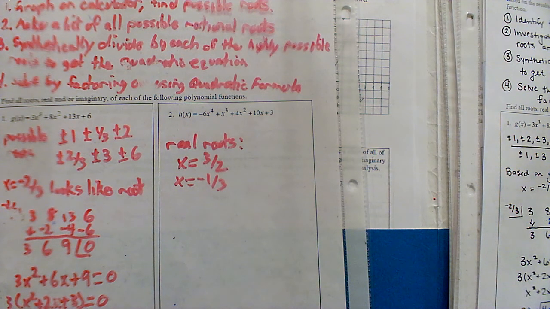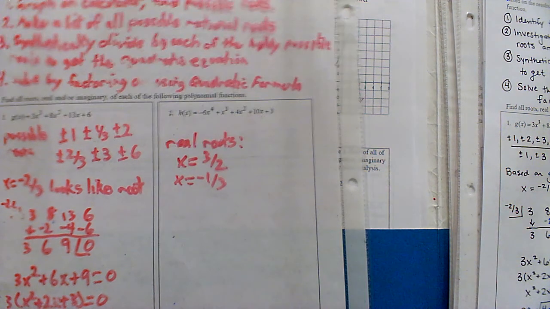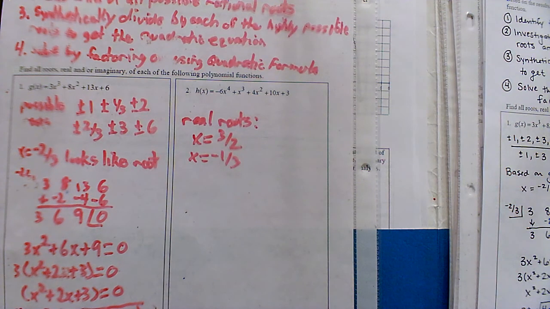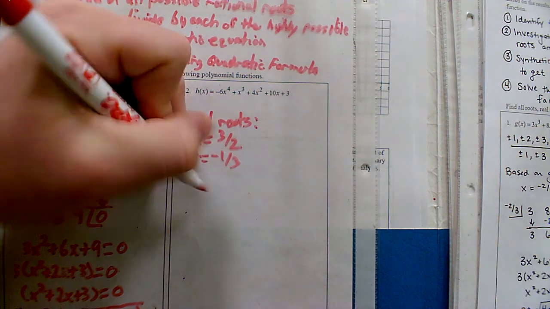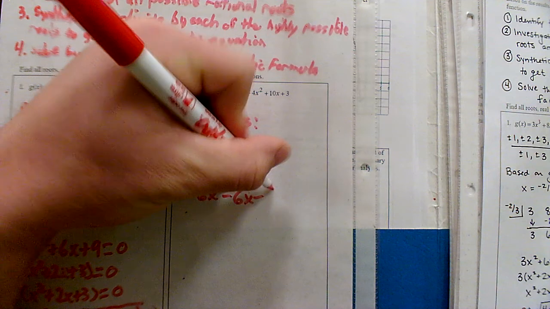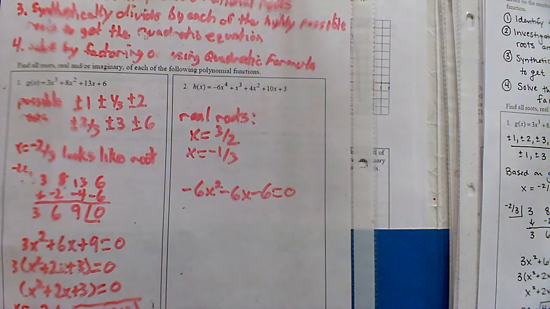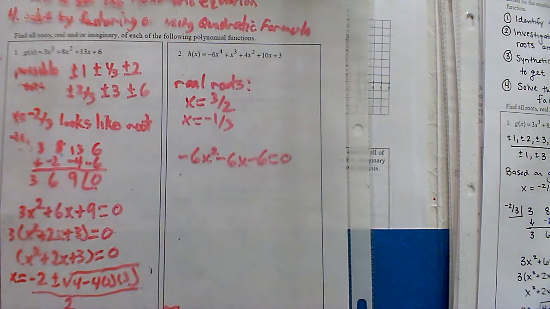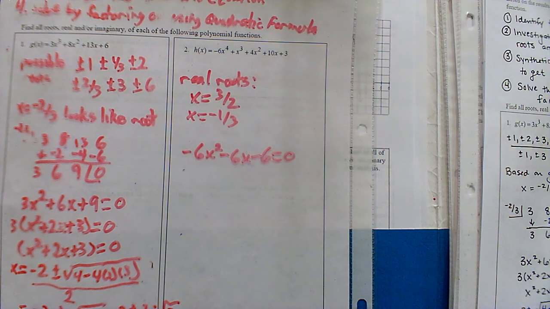After you finish the synthetic division, you'll have your quadratic left. Try to solve your quadratic. The quadratic you should be left with is negative 6x squared minus 6x minus 6 equals 0. I didn't show all the steps, but that's what you should get when you get your quadratic: negative 6x squared minus 6x minus 6 equals 0.